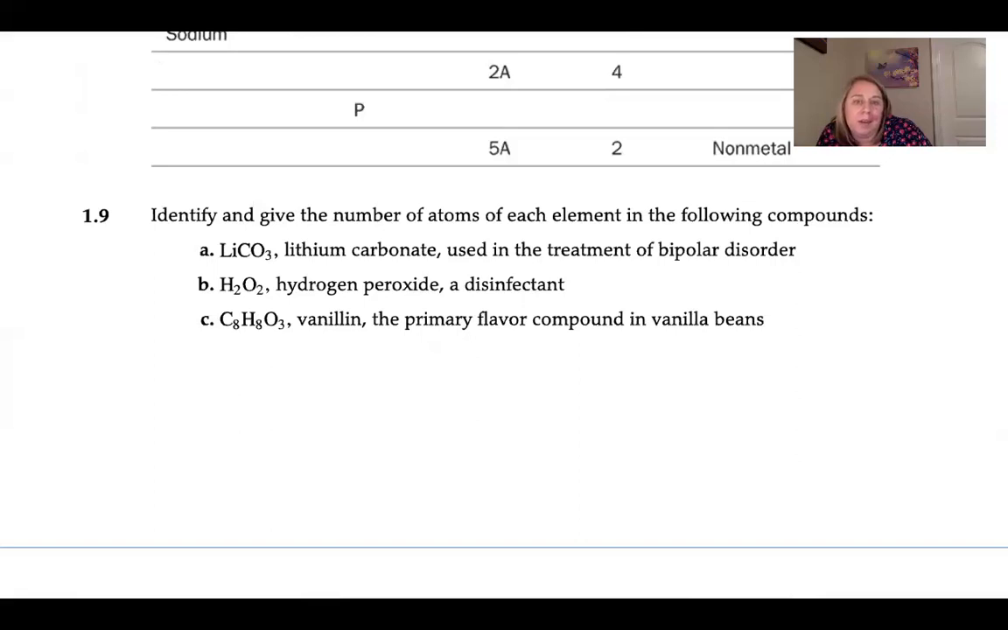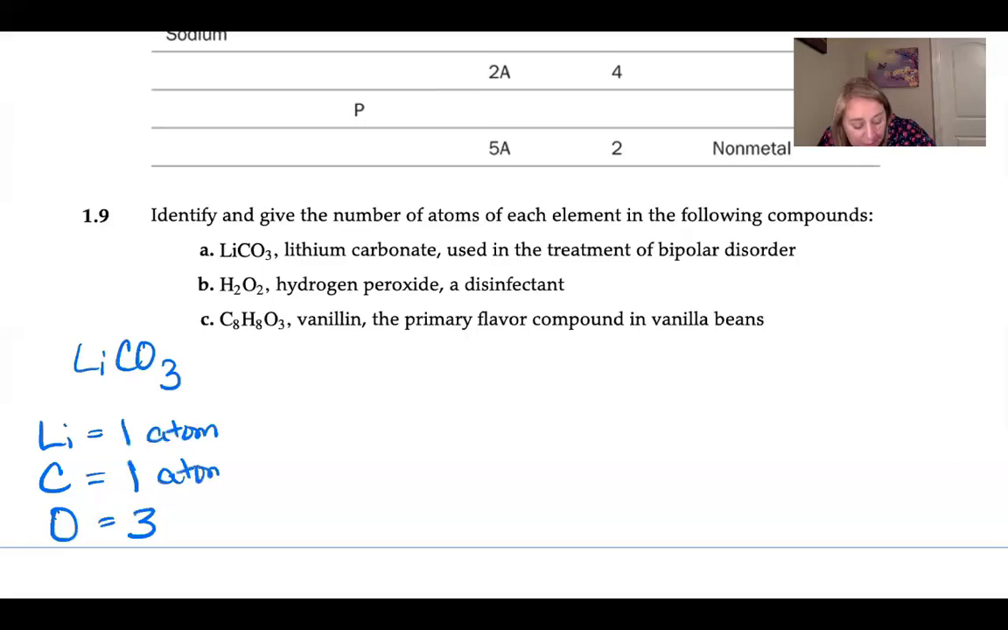19, identify and give the number of atoms of each element in the following compounds. All right, lithium carbonate, LiCO3. So you got to remember what these little subscripts mean. These little subscripts are telling us the number of atoms. And if you don't see anything, you can assume it's a 1. So we have lithium, and we don't have a subscript, so that's going to be a 1. Carbon, we don't have a subscript, so that's going to be a 1. Oxygen, on the other hand, we do, it's a subscript of 3. So this is 1 lithium atom, 1 carbon atom, and 3 oxygen atoms. Okay, that's what the numbers mean. They mean number of atoms.